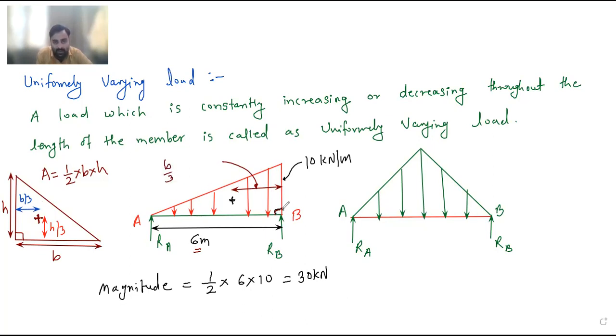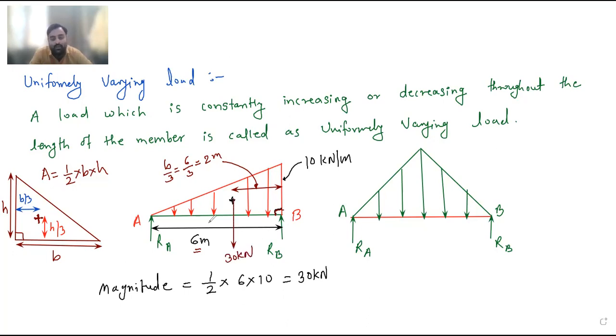Here is the right angle, and we measure from the right angle. Base is 6, divided by 3. So it will be 2. So this will be 2 meter and the remaining will be 4 meter, as total is 6 meter. So from this centroid, this point load will act. This point load of 30 kilonewton will act.